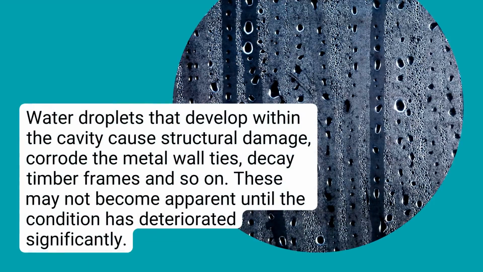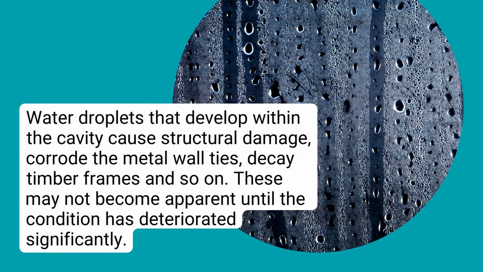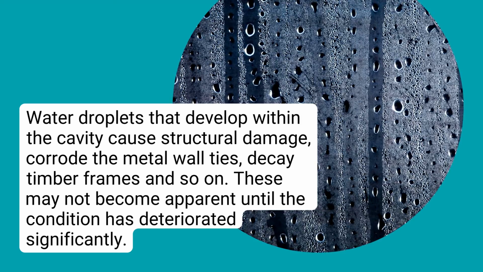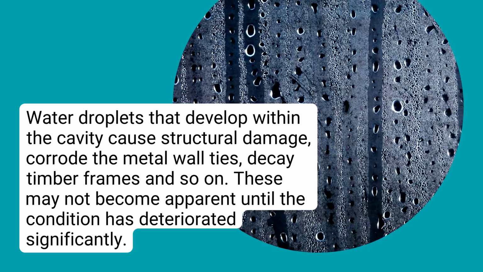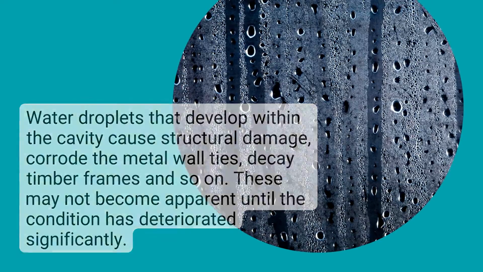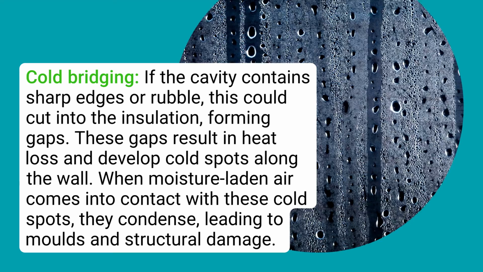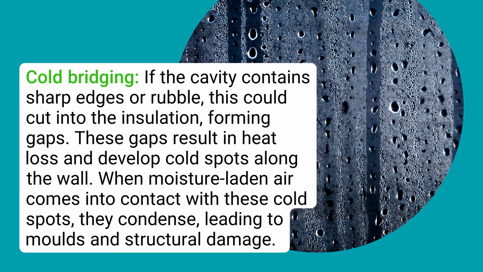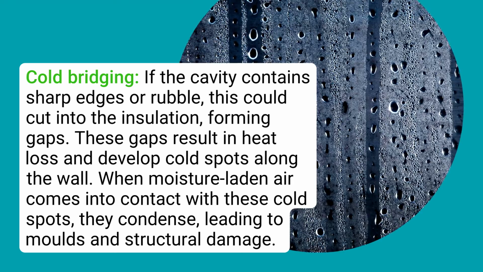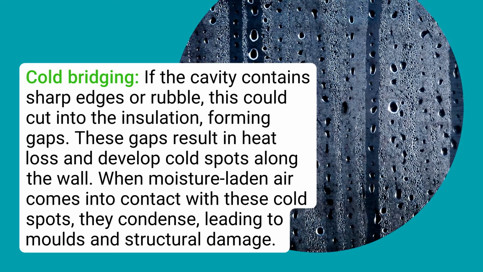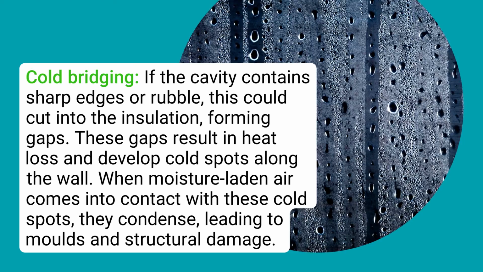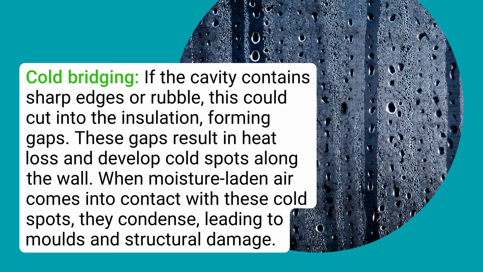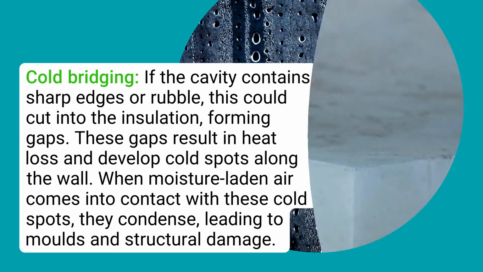Water droplets that develop within the cavity cause structural damage, corrode the metal wall ties, decay timber frames, and so on. These may not become apparent until the condition has deteriorated significantly. Cold bridging. If the cavity contains sharp edges or rubble, this could cut into the insulation, forming gaps. These gaps result in heat loss and develop cold spots along the wall. When moisture-laden air comes into contact with these cold spots, they condense, leading to molds and structural damage.